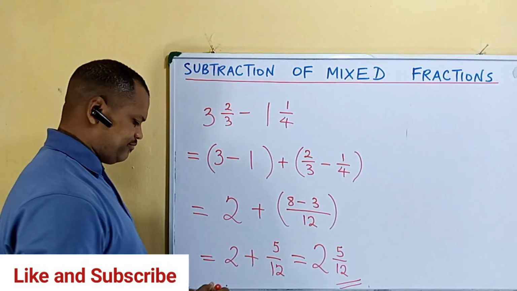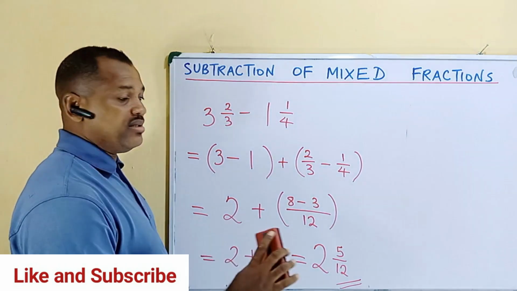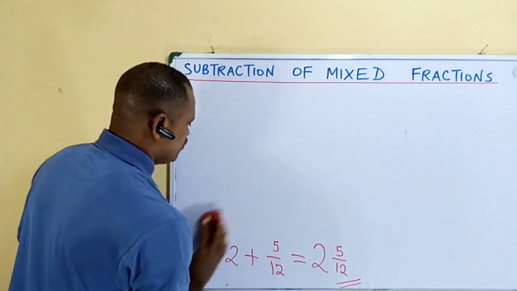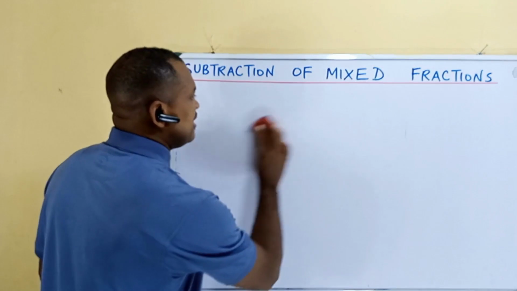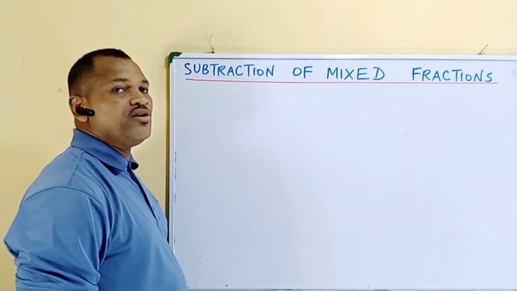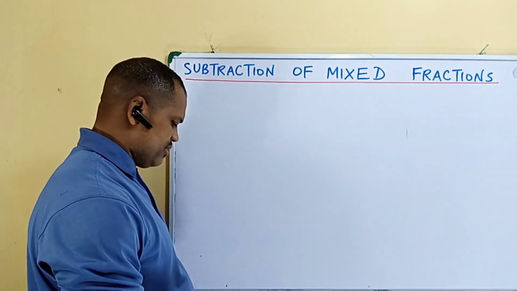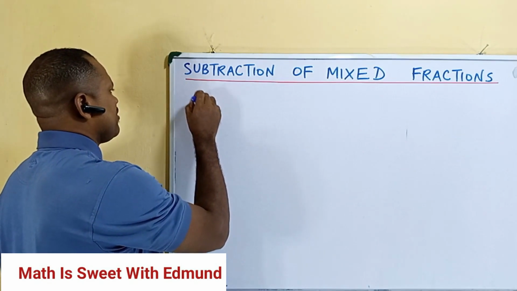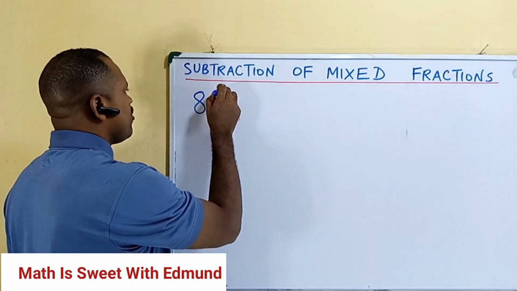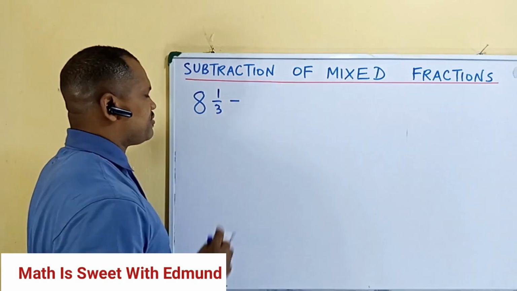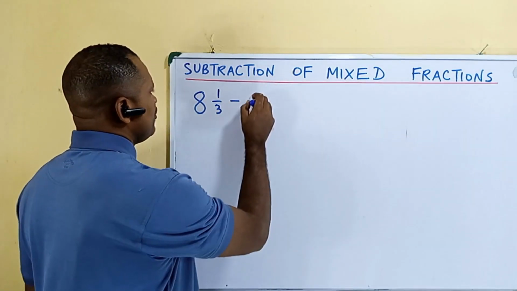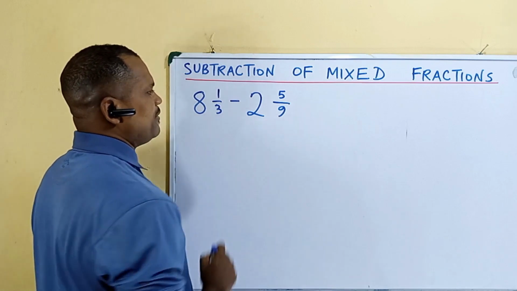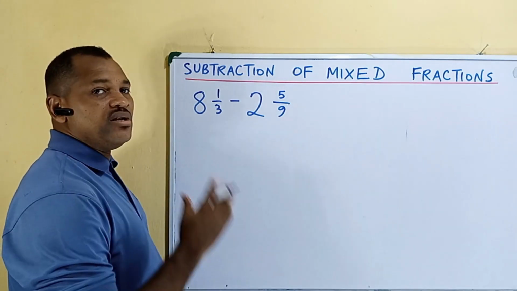So we're going to do another one. So let me clean this. This one I want to do is more advanced than this, so please pay closer attention. We have 8 whole number 1 over 3 minus 2 whole number 5 over 9. Beautiful. So let's start.